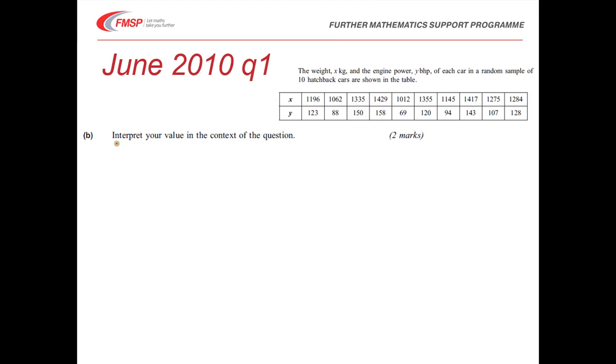What we mean by interpret is you must make sure that you are contextualizing, putting it back into the original context, and that's to get your 2 marks. Your first mark is the obvious one. Here 0.915 was my value of R. That's a very strong positive correlation. So very strong positive correlation will get you 1 mark.